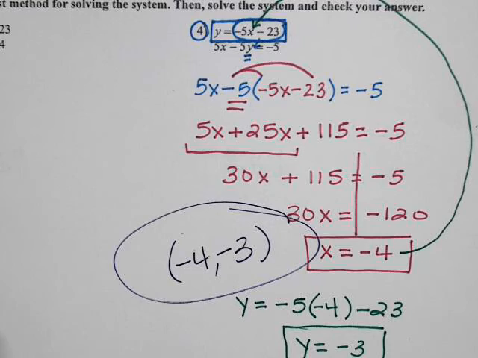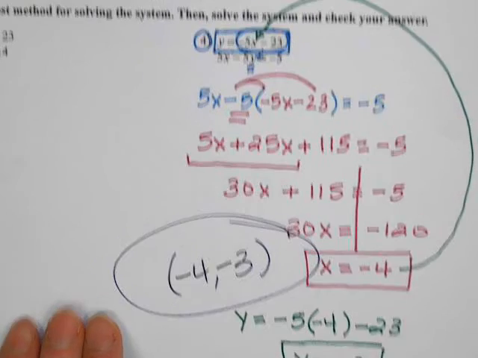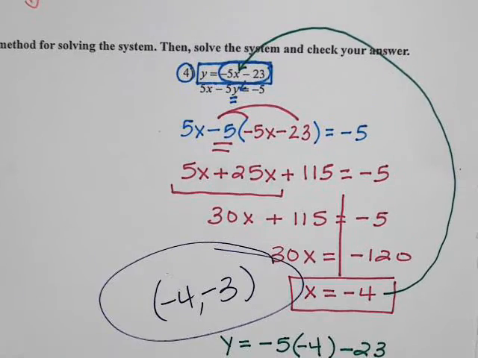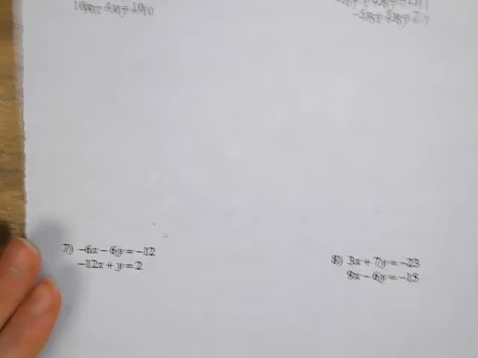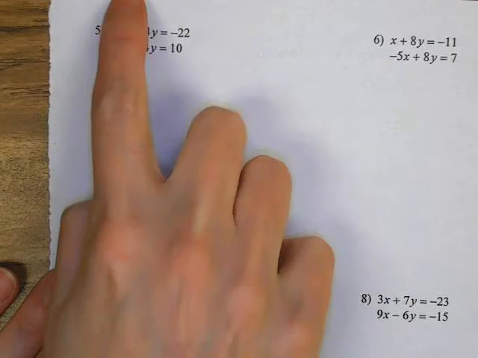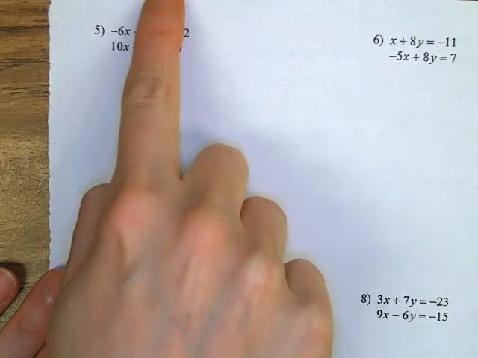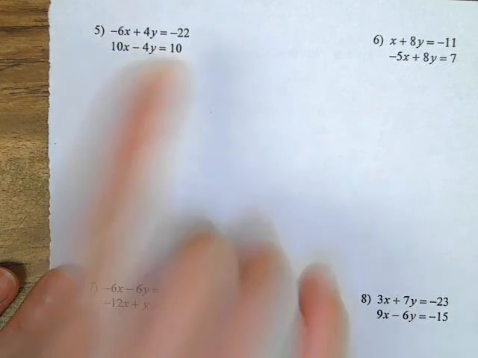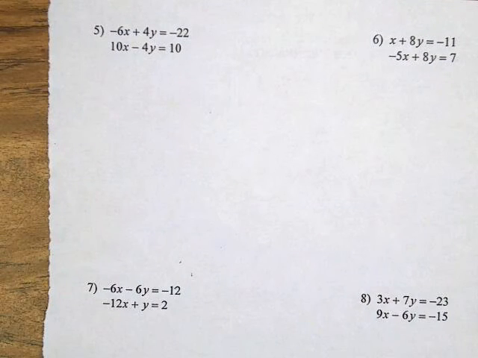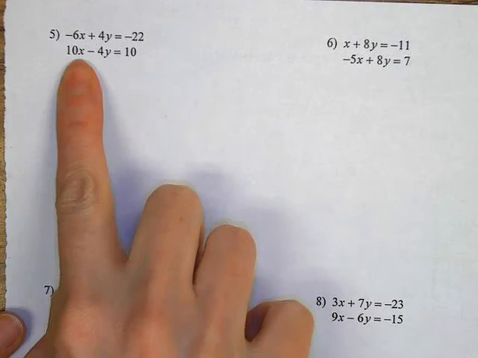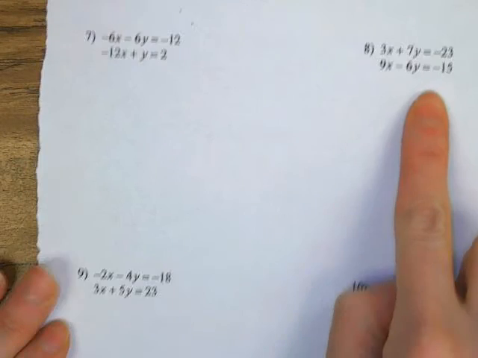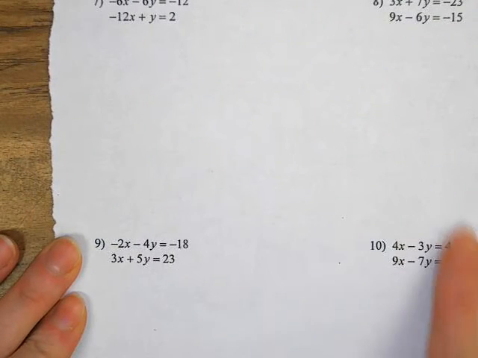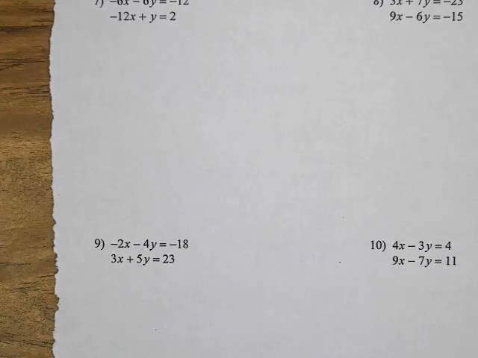And then the third and final method is elimination. Most people use this most of the time. I would use elimination whenever I have x's, y's, equal signs, and constants lined up. So if you notice, 5 and 6 and 7 and 8 and 9 and 10, they all have x's and y's lined up, so they're all perfect for elimination.